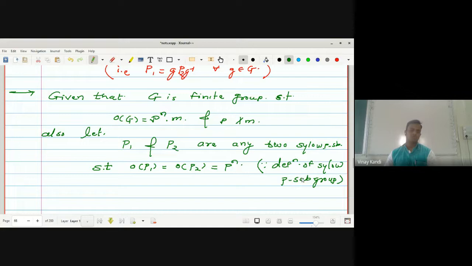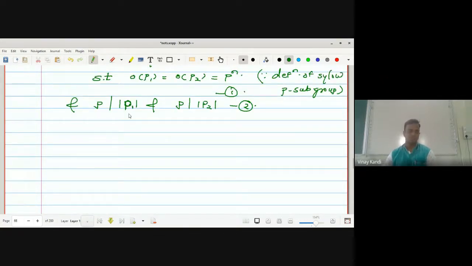Now, this is statement one. Here, this is a Sylow p-subgroup of order p raised to n. That means p divides the order of P1, and this small p again divides the order of P2. Any doubt up to here? Since the order is p raised to n, p will divide it.